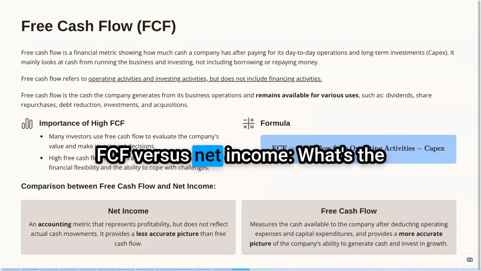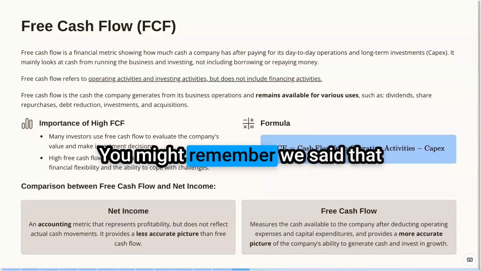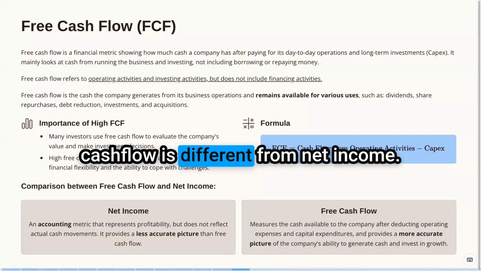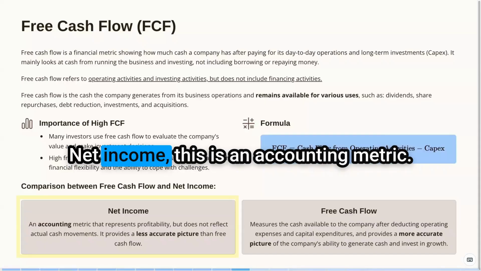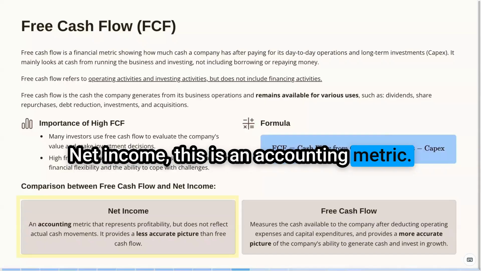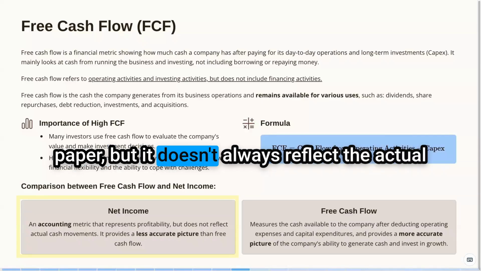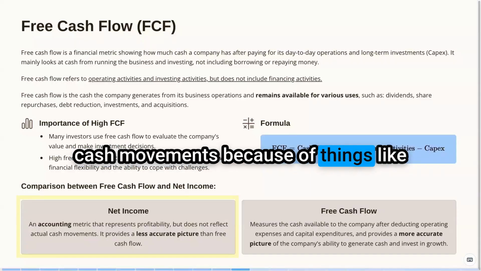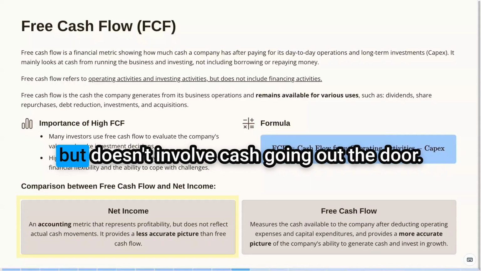FCF versus net income. What's the difference and why does it matter? You might remember we said that cash flow is different from net income. Let's understand why. Net income. This is an accounting metric. It represents a company's profitability on paper, but it doesn't always reflect the actual cash movements because of things like depreciation, an expense that reduces profit but doesn't involve cash going out the door.